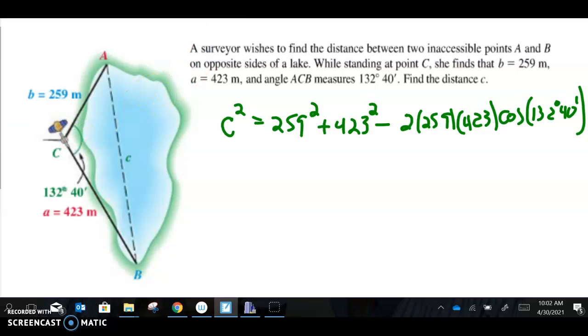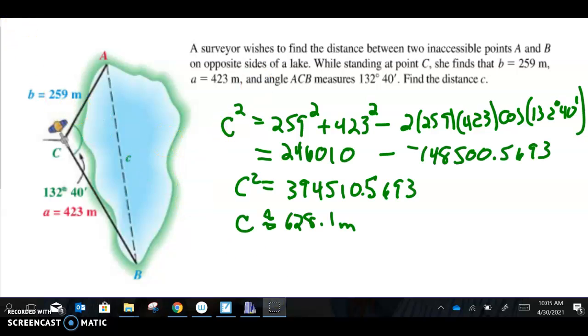Go ahead and pause me and see what you get. I hope you paused me and you did it yourself. That'd be great. And hopefully this is what you got, 628.1. Now be careful, guys. You don't just enter this whole thing in your calculator. Maybe it worked out okay, but you can't do this thing squared plus this thing squared minus twice this, and then hit enter.